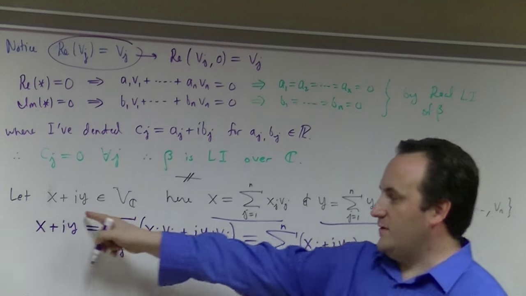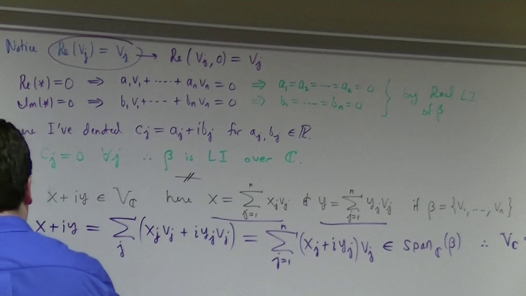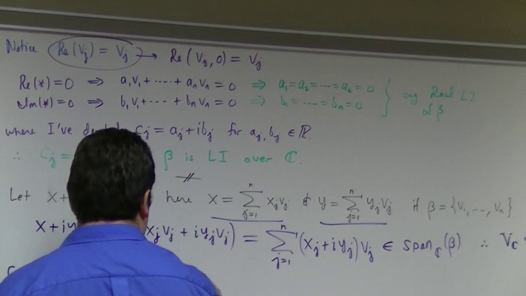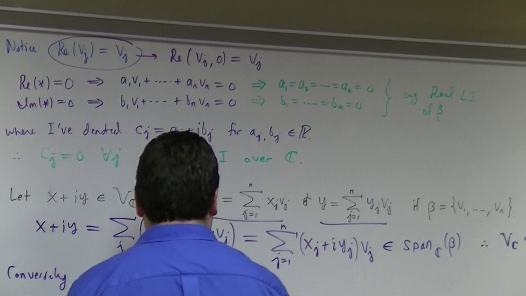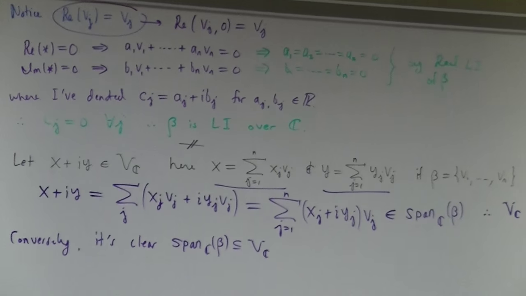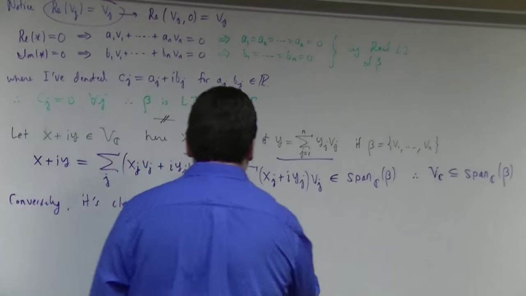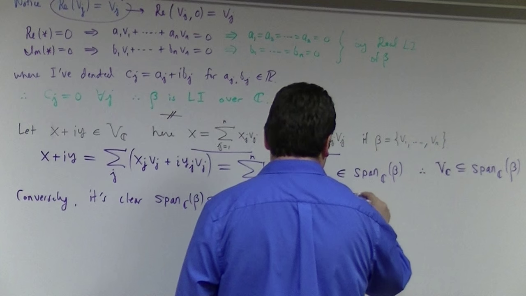So I took an arbitrary point in the complexification and showed it's in here. Therefore, the complexification is a subset of the span over the complexes of beta. And the converse direction is almost immediate. Conversely, it's clear that the span over the complexes of beta is a subset of B_C, because the span over the complexes of beta is complex linear combinations of the vectors in B, but that's, of course, again in the complexification, because B_C is a vector space. Therefore, the span over the complexes of beta is equal to B_C.